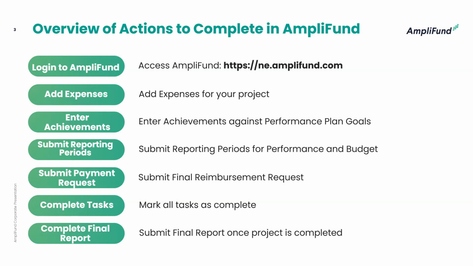Along with adding in expenses, we're going to be taking a look at how to enter in achievements. Everyone has 2 performance plan goals, 2 narrative goals that we have to respond to before the end of the project. So we're going to be taking a look at how you can access and answer those questions. Submitting reporting periods is an essential part of the process for both the performance and budget. So we're going to take a look at how to accomplish those reporting periods.